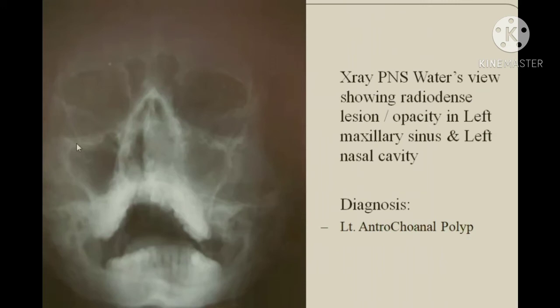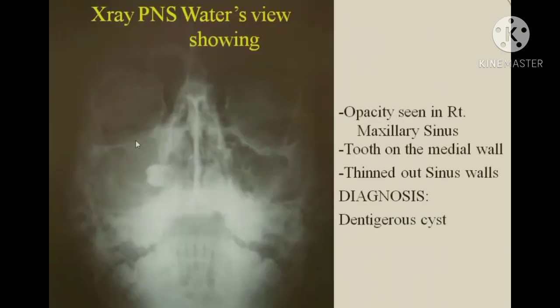This is a special case seen in the X-ray PNS Waters view, where we see opacification in the maxillary sinus, and the walls of the sinus are very thinned out, and there is a tooth on the medial wall of the sinus. So this is a case of dentigerous cyst.